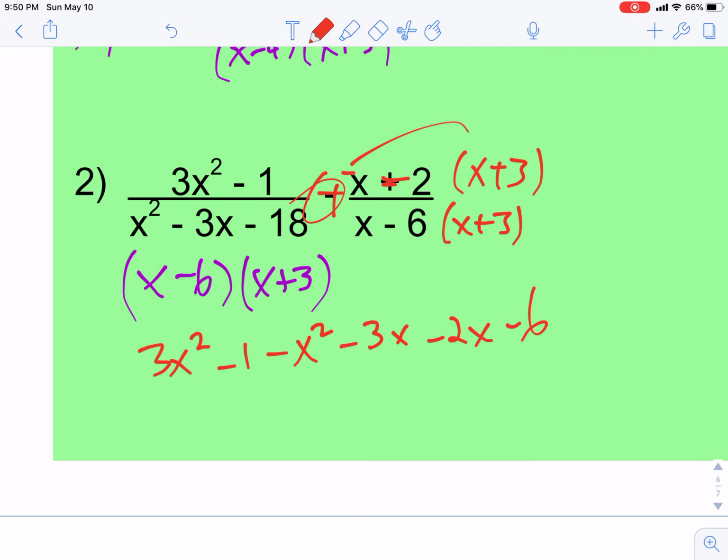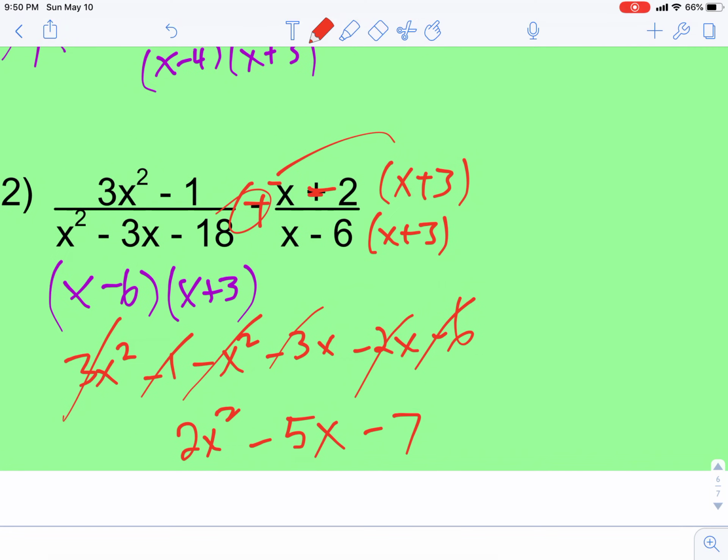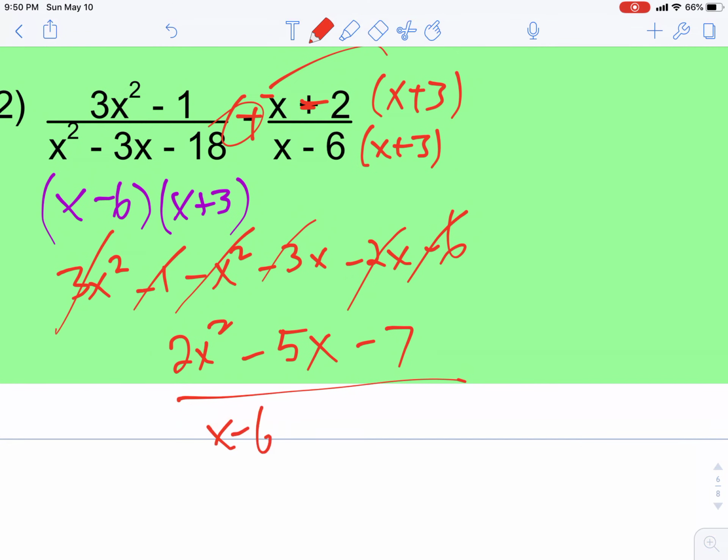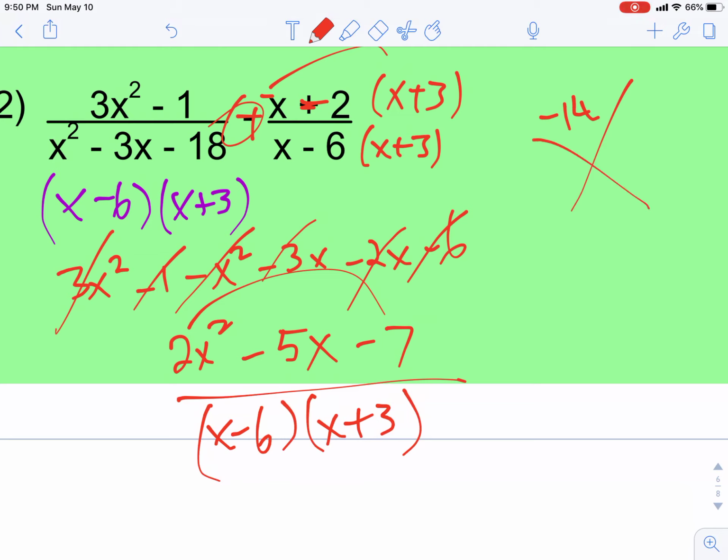Combine our like terms. 3x squared minus x squared is 2x squared. Negative 3 and negative 2 makes negative 5x. And then negative 1 and negative 6 makes negative 7. All right, if we were going to try to do the quick factor, we would look for factors of negative 14 that add to get negative 5. We get negative 7 and positive 2. Looks like that's going to work out. So then the factors on the top would be x minus 7, x plus 2.